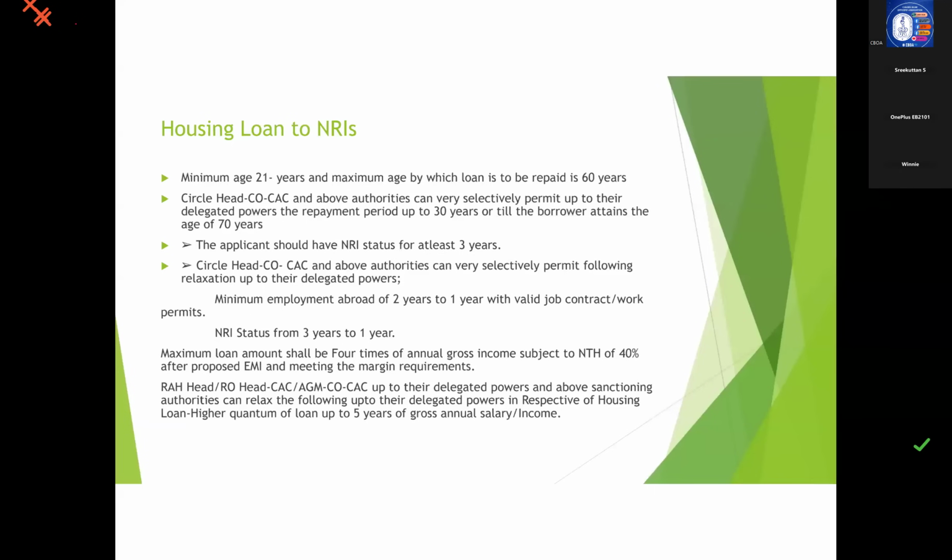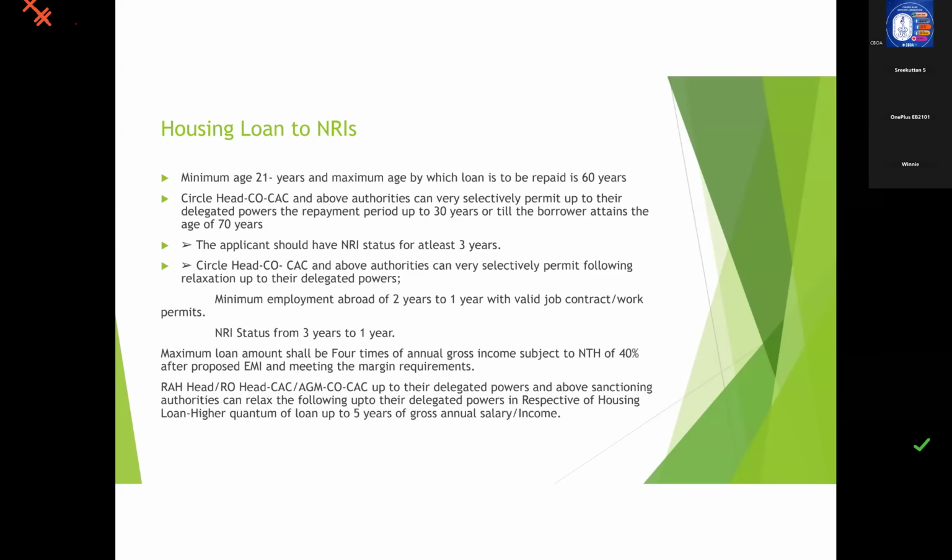Now, coming to NRI status, the applicant should be an NRI for at least 3 years. Then only he is eligible for the housing loan to NRI scheme. Now, what is the relaxation that is permitted here? Circle head COCAC and above authorities can very selectively permit the following relaxation, that is, minimum abroad period of 2 years to 1 year with a valid job contract permit, and NRI status from 3 years to 1 year.